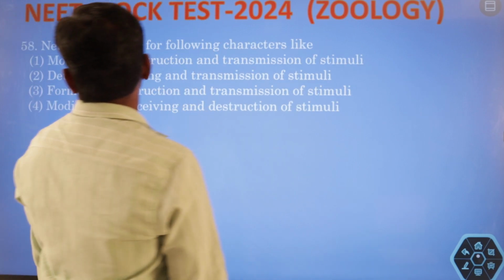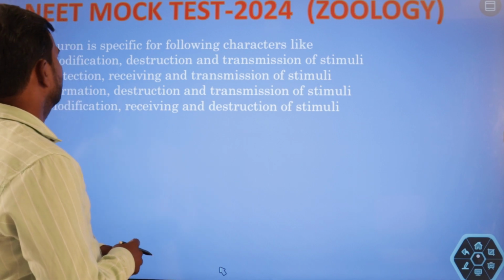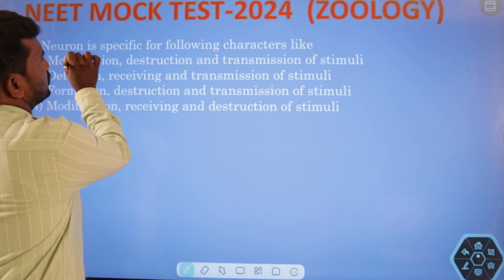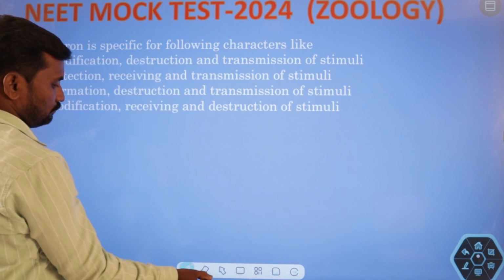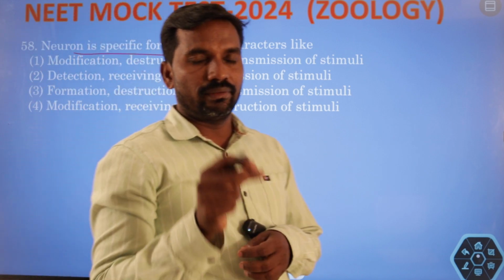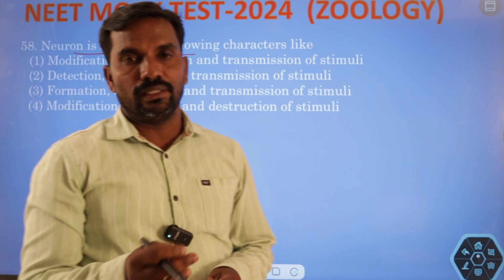Question number 58. This is also a question from neural control and coordination. A very simple question. The neuron is specific for the following characteristics. What are the primary functions? What is the ultimate function of the neurons? A neuron is responsible for control and coordination.